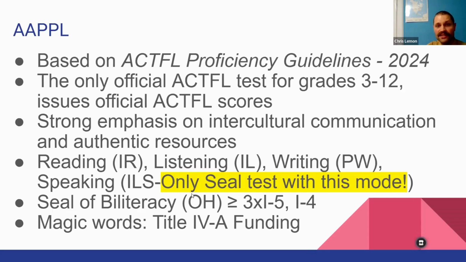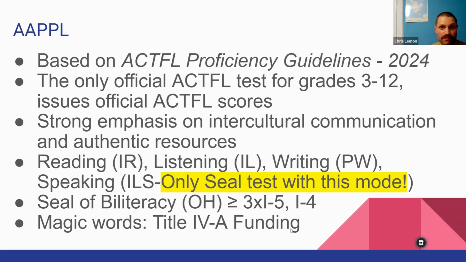For us in Ohio, to get the seal of biliteracy, which is where we're ultimately trying to get our upper level students, you have to be within 15 months of graduation, and you have to score I5 on at least 3 sections. You can have as low as an I4 on 1 section.